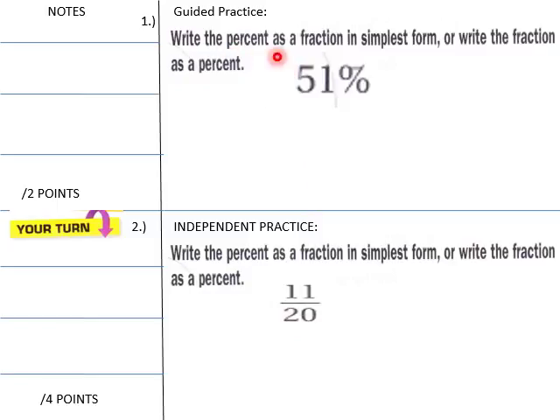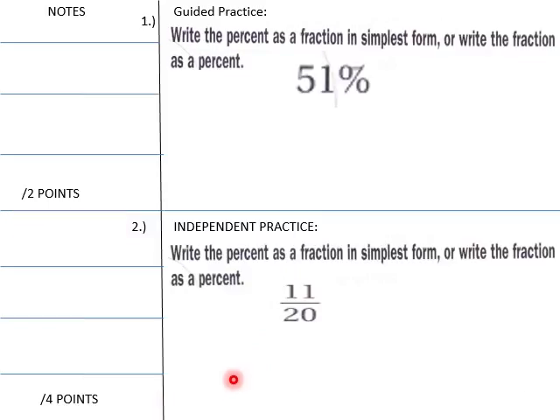Guided practice number 1, write percent as fraction in simplest form, or write the fraction as a percent. So we have a percent here. Write the percent as a fraction, and then your independent practice is here. Write the fraction as a percent. Write this as a percent, students. Write the percent as a fraction. So here's the fraction for 51%, 51 over 100. You're on your own there.